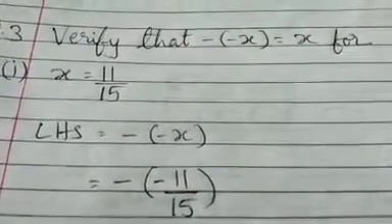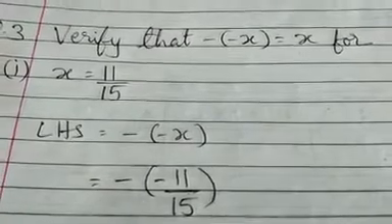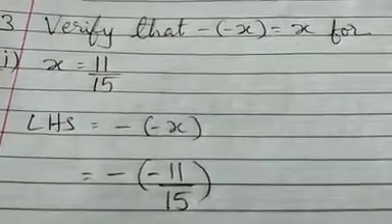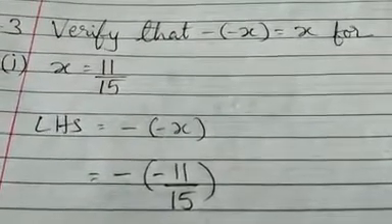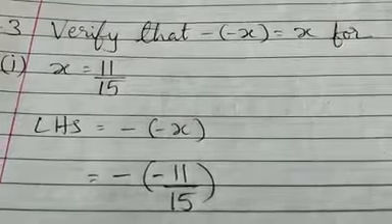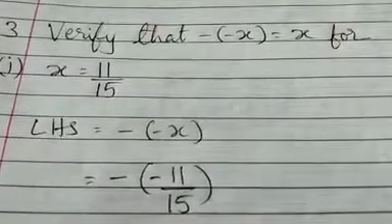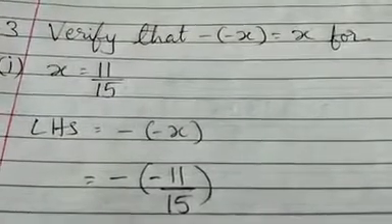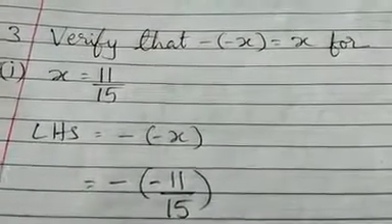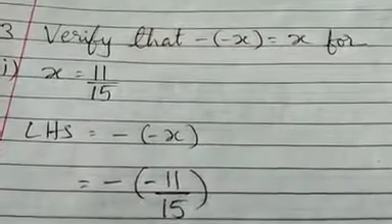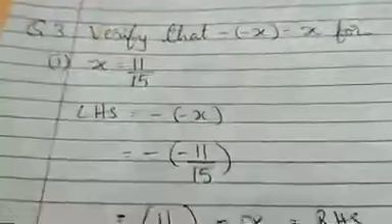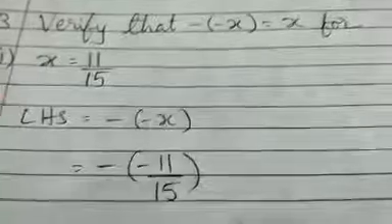Anyways, now we move on to question number 3. Verify. What do we have to verify? We have to verify that minus of minus x is equal to x, for the value of x equal to 11 upon 15. Okay? The negative of any negative number gives you a positive number. That is the verification you have to do.